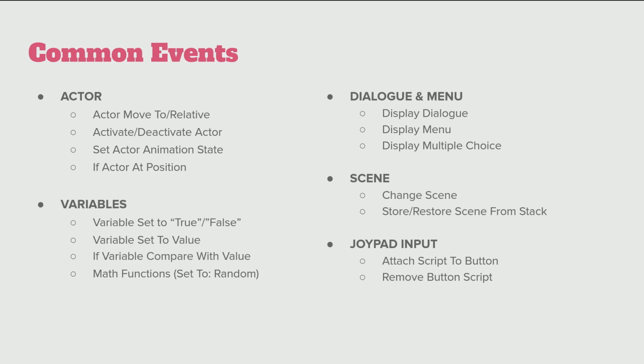For variables, variable set to true or false, or variable set to value, will be helpful so that you can set the player's health or set some sort of logical Boolean check. Variable compare with value lets you say, if this variable is true, do this. If this variable is not true, do that. Math function is also very helpful if you need to actually do math, but it's relevant because this is where you set random number generation. So variable, math function, set to random, and then you put the range of the number that it could create. 1 to 10 for a 10% chance at something.